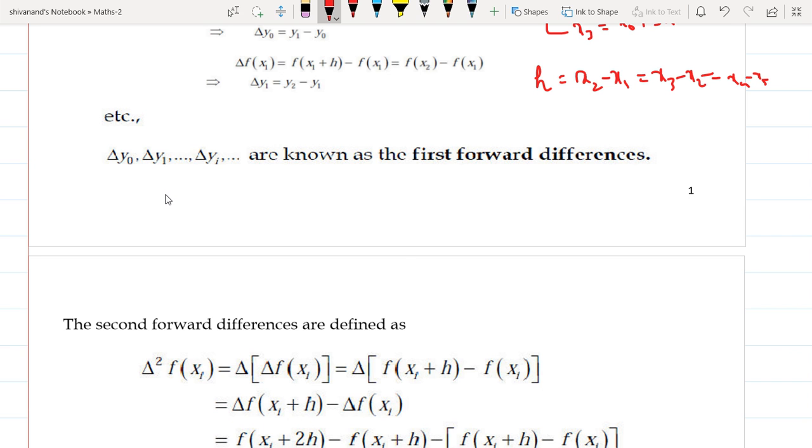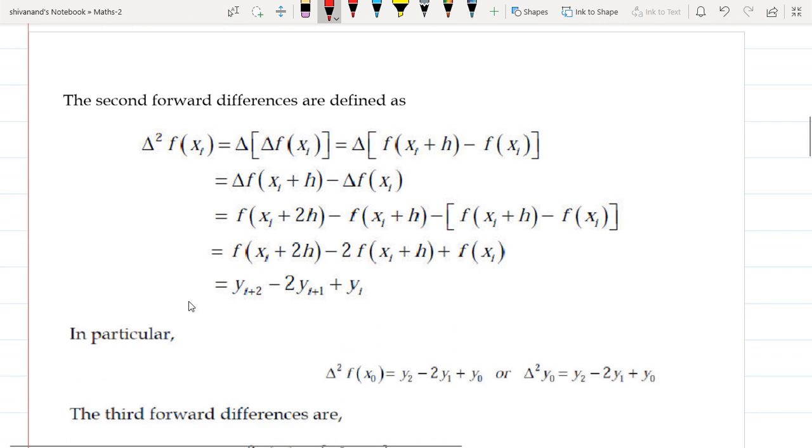When we extend it to the nth value, we are going to get delta yn is equal to yn plus 1 minus yn. So this is known to be the first forward difference. Why? Just because we are taking it in the very first value of y, therefore it is the first forward difference.